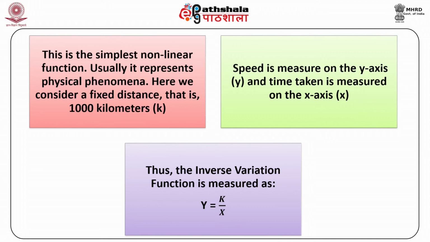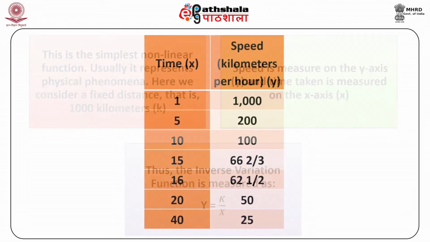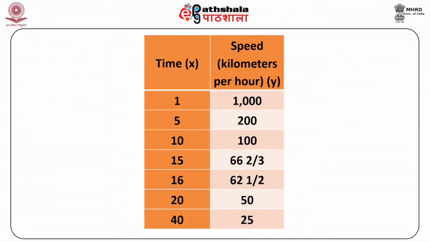Thus, the inverse variation function is measured as y is equal to k upon x, where k is fixed, y and x are variable. We take up an example from the physical world. If a plane travels a distance of 1000 kilometers at different speeds, then we could have a table that charts the relationship between x and y. As we can see here, the time taken in number of hours is given by x, and the speed in kilometers per hour is given by y.